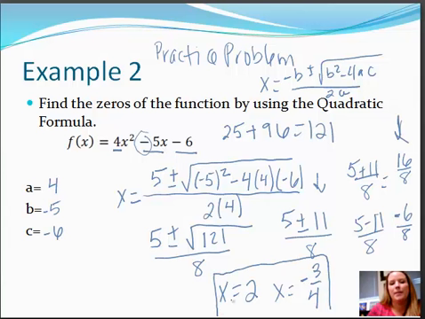So this is where it intercepts. We probably could have found negative 3/4 from factoring, but this is a faster way when you can't really think of what multiplies to 24 and adds to 5. Alright? So that's the quadratic formula.